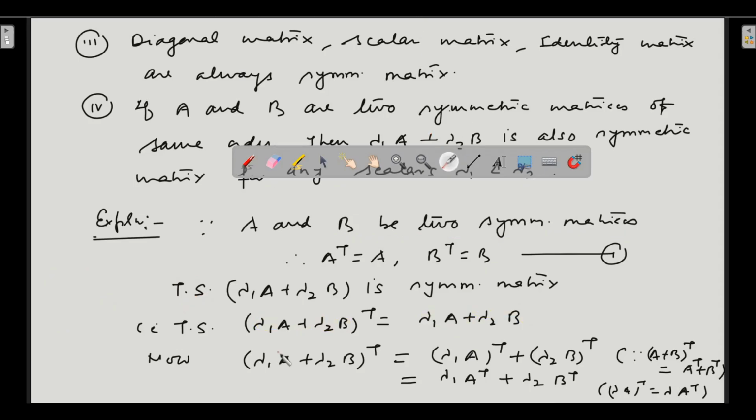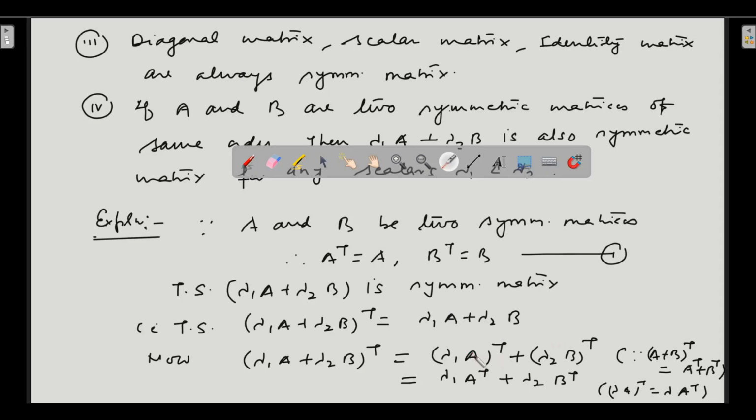So how to prove them? We will start with this particular thing, and we will obtain this. We will start with this, and we will obtain this. Okay. So how to obtain? Let us see. (λ₁A plus λ₂B) whole transpose is equal to (λ₁A) whole transpose plus (λ₂B) whole transpose.